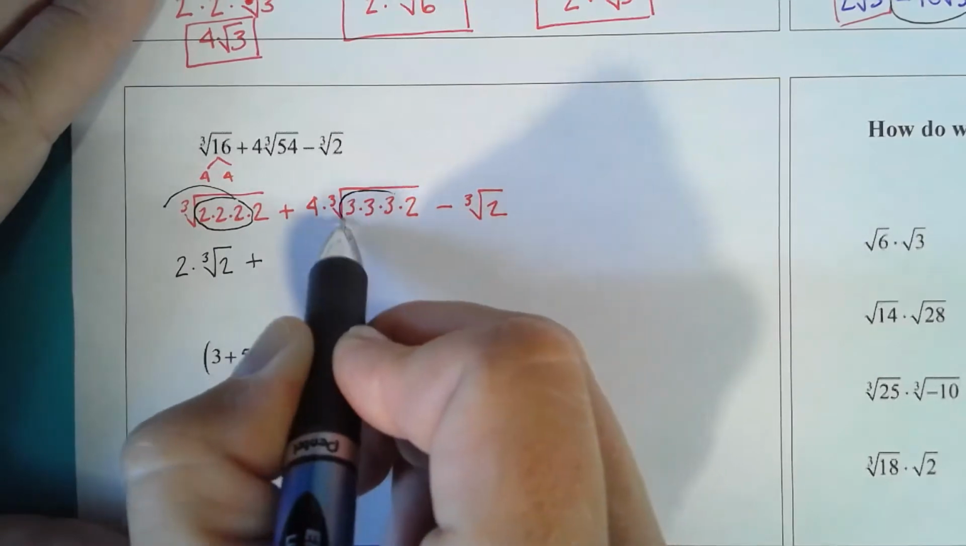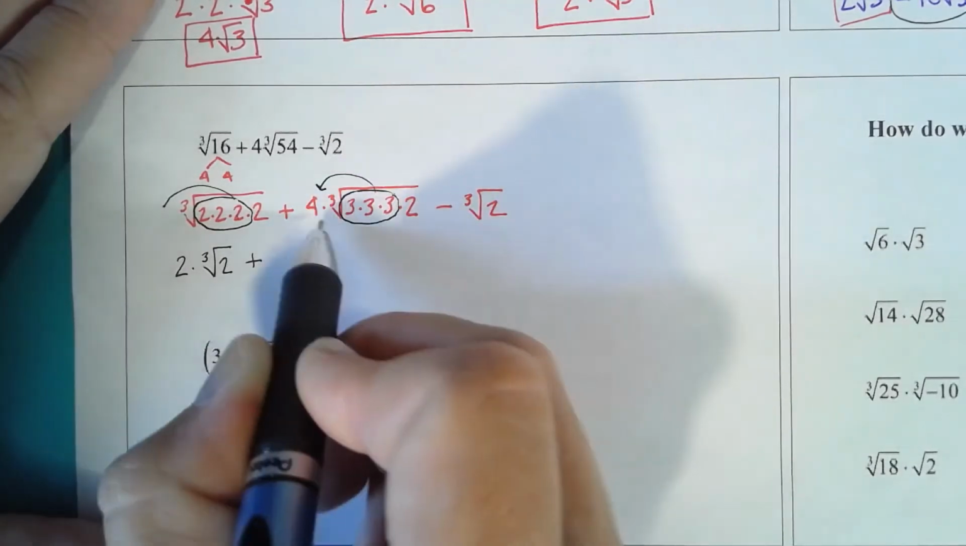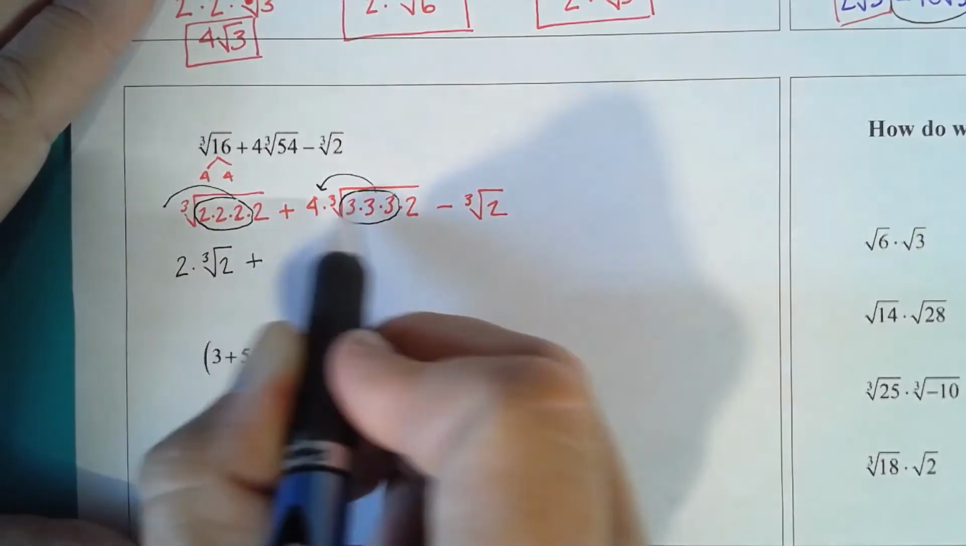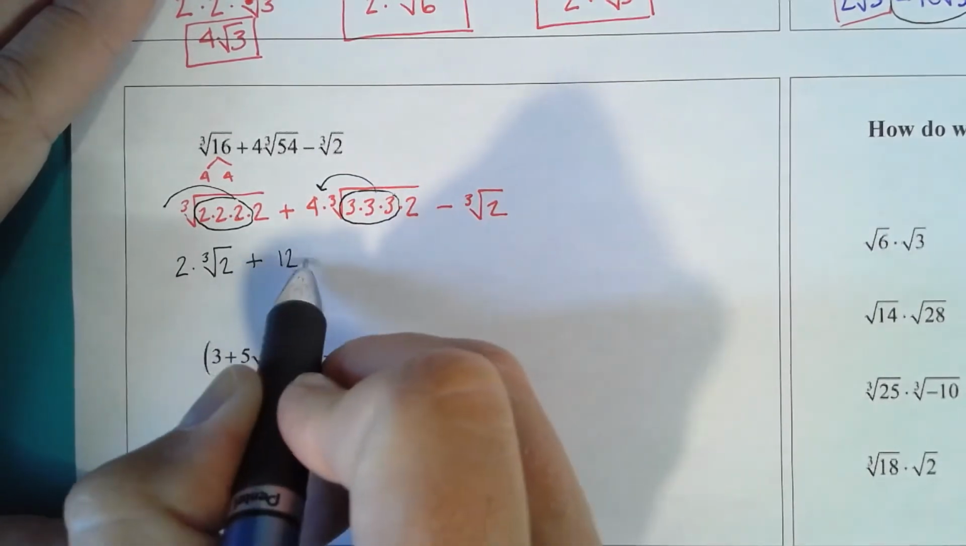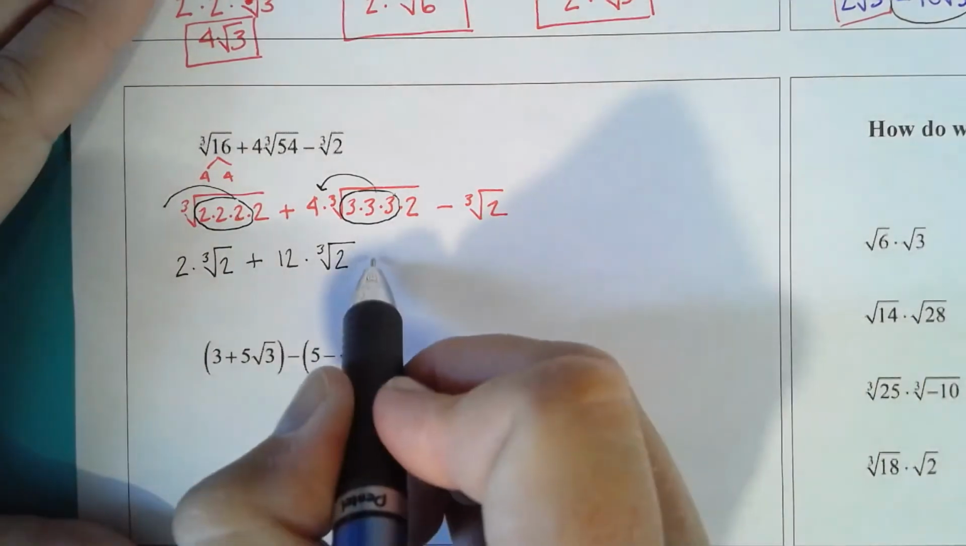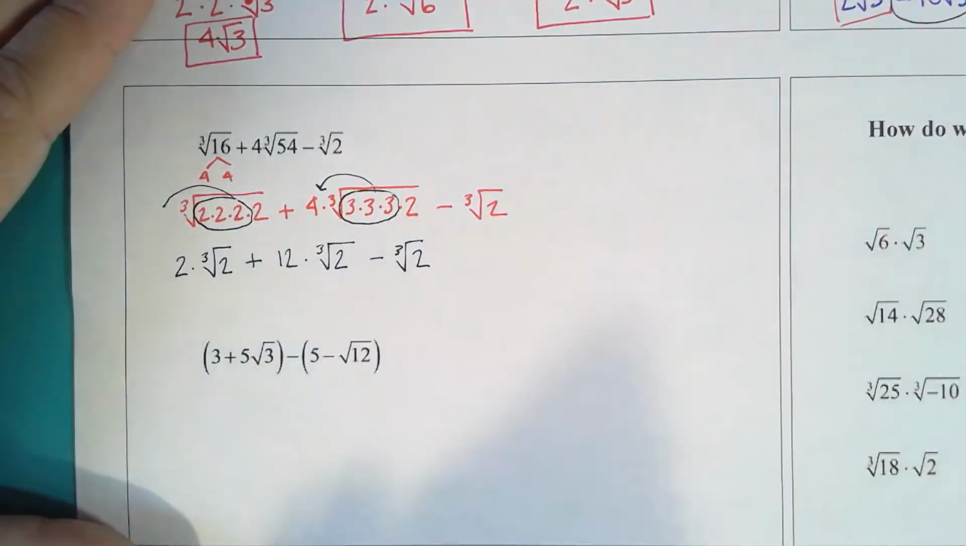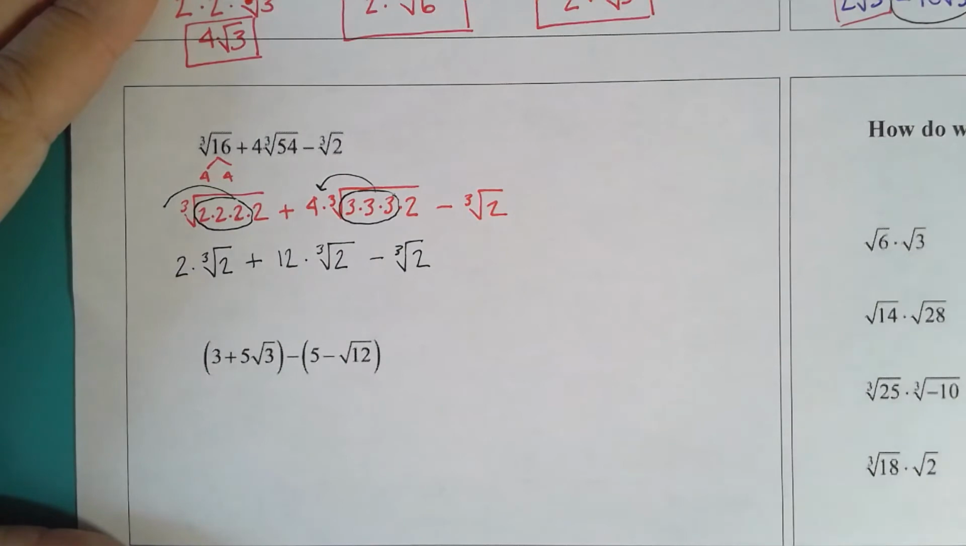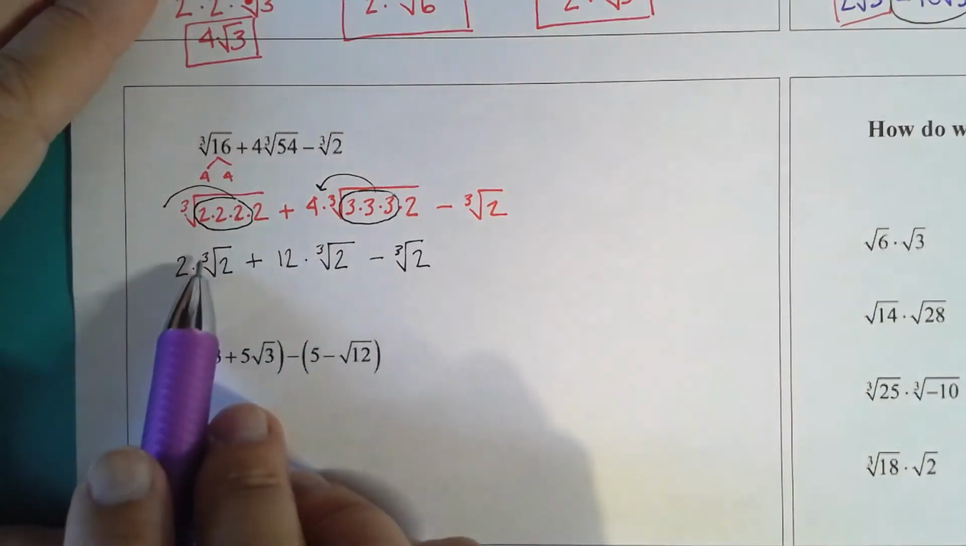Here, cube root, so I can pull out some 3's. Now, when I pull it out, I'm multiplying, right? 4 times 3 is 12. And left inside is that extra 2. And then this last one, well, there's no group. You just leave it alone. But the good news is they all match now, right? They're all cube root of 2's.